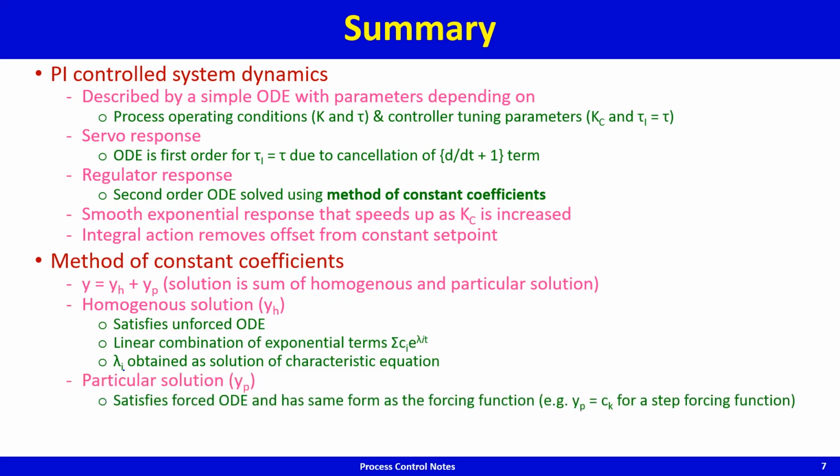So if it's a third order ordinary differential equation, your characteristic equation will be a polynomial of order 3, and so it will have 3 roots. The particular solution satisfies the forced ODE and has the same form as the forcing function. For example, y particular is equal to a constant for a step forcing function. And that's that. So with this we come to the end of this lecture, where we have seen slightly complicated dynamics due to control.